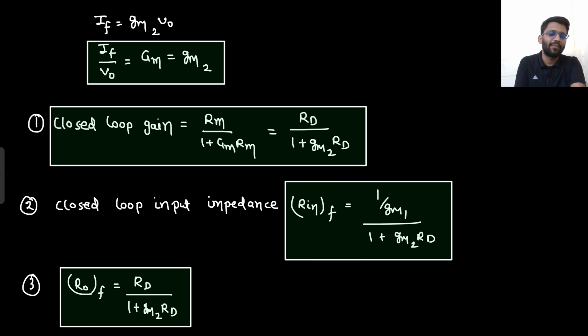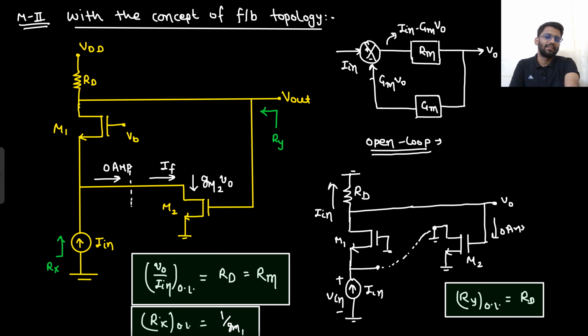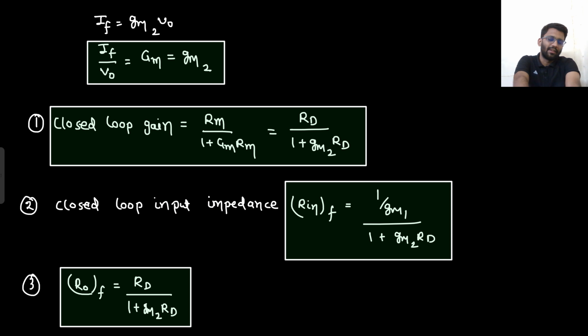Then we needed to determine the feedback factor. What was the feedback factor? Feedback factor was GM2. So from there we determined the feedback factor. Then closed loop gain we could write, closed loop input impedance we could write, and output impedance also we could write. So this is how we solved the problem. Well and good. Understood everything.